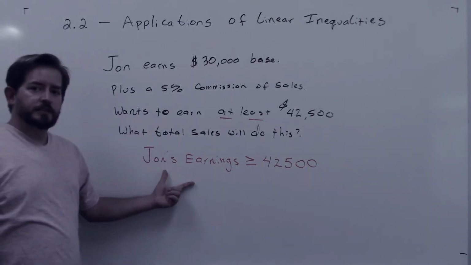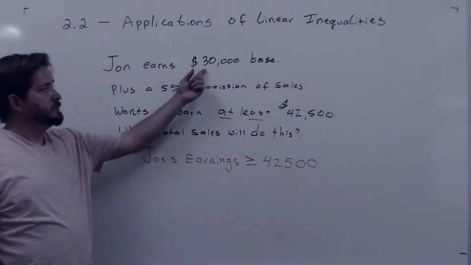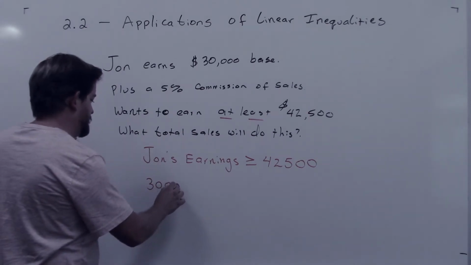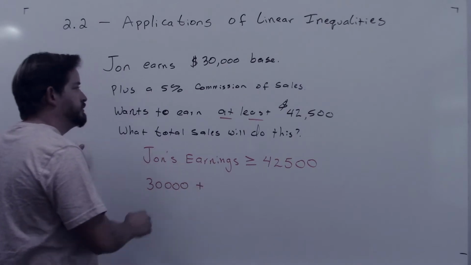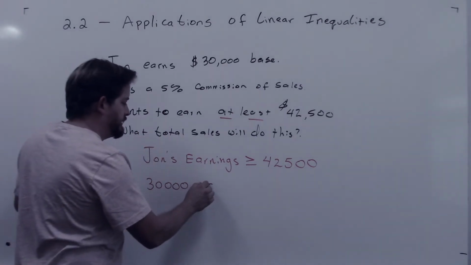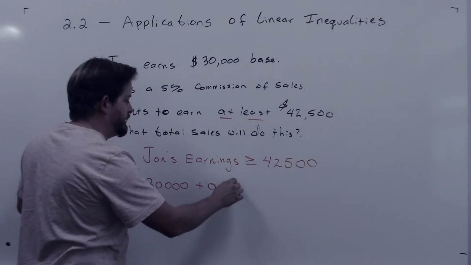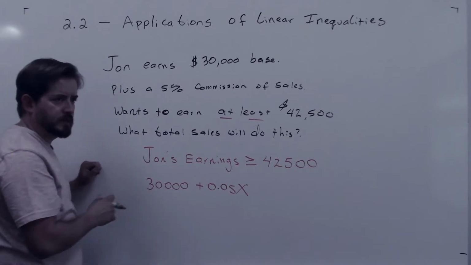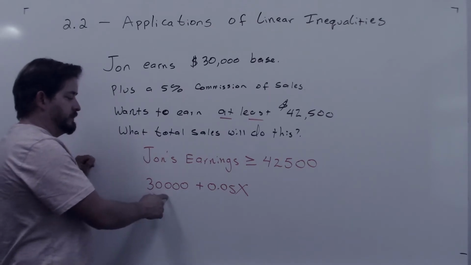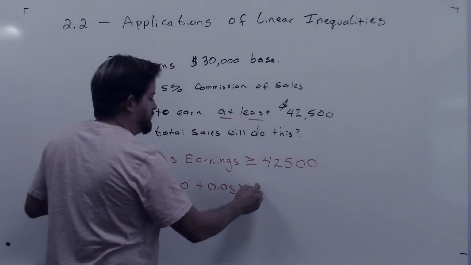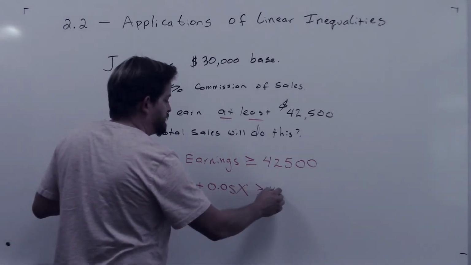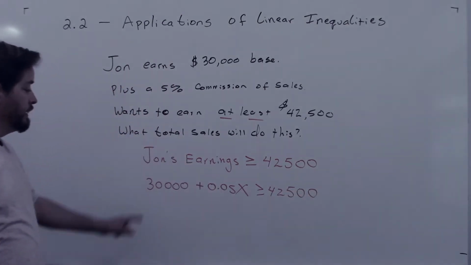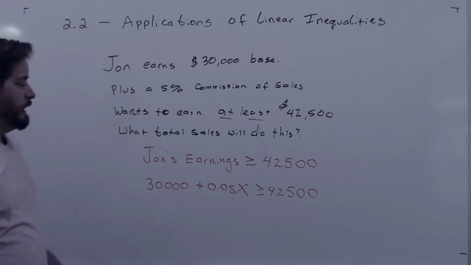But what are John's earnings? Well, there are 2 sources of earnings. He gets $30,000. But he also makes this 5% commission. So that's 0.05 multiplied by x, which is going to be the representation for the amount of sales that he does. So this 30,000 plus 0.05x needs to be greater than or equal to 42,500. And that's our inequality, right? And now we just need to solve this.